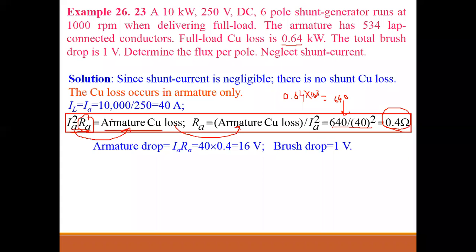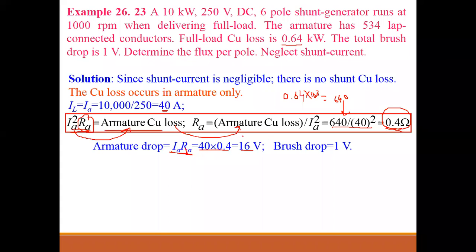Next, armature drop. See, both things are different. Armature copper loss means IA square RA, and armature drop means only IA RA. Got it? So armature drop is IA RA. We have IA, which is 40 ampere, and RA, which is 0.4 ohm. Multiplying 40 and 0.4, we get the armature drop, which is 16 volt. Clear आहे इथपर्यंत?